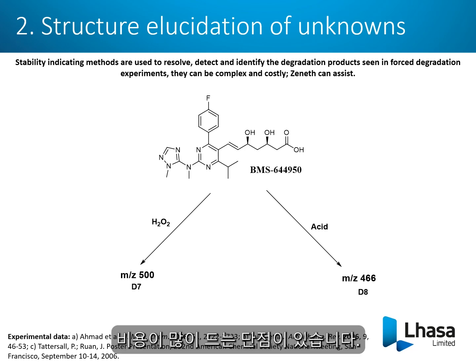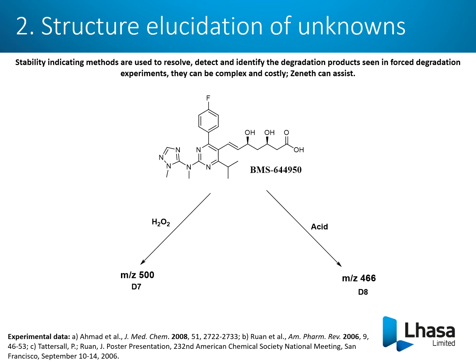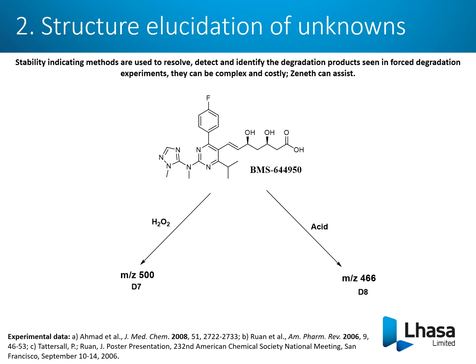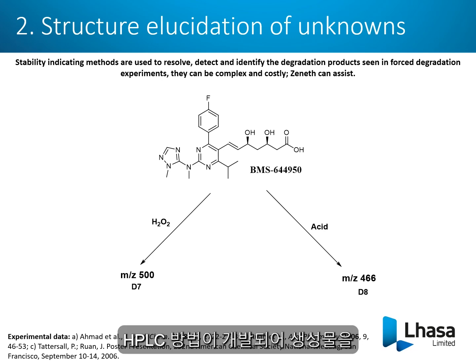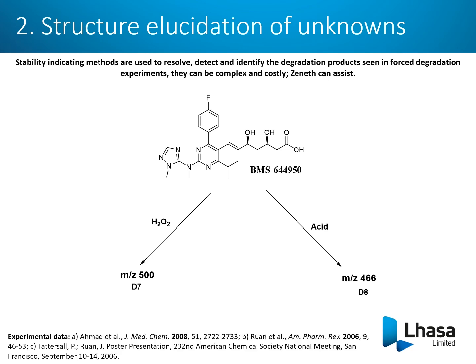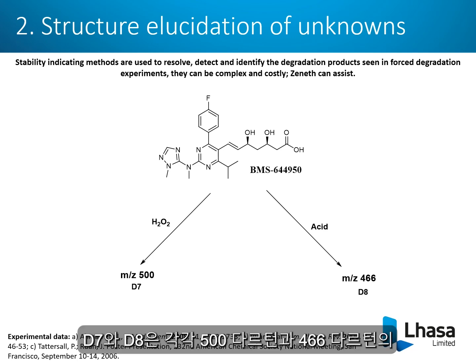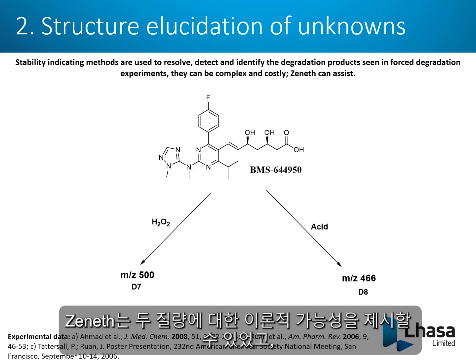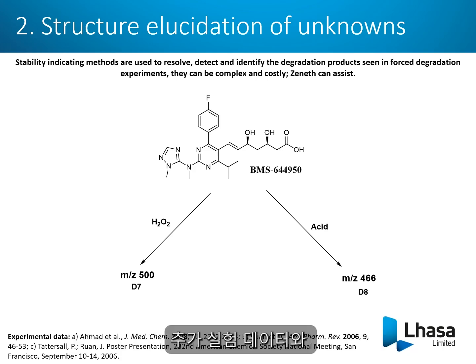Forced degradation studies on the compound BMS-644950 led to 8 degradation products. An HPLC method was developed to detect, resolve, and elucidate these products, but 2 of them could not be elucidated. D7 and D8 were identified as having masses of 500 and 466 daltons respectively. Zeneth was able to suggest theoretical possibilities for both masses, and if coupled with the additional experimental data, could provide a way to elucidate the structure of these unknowns.